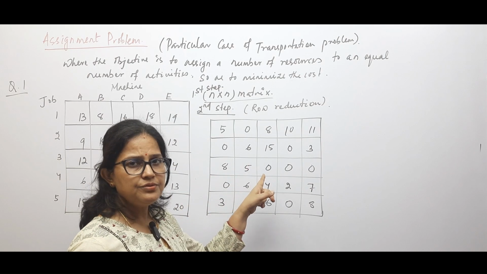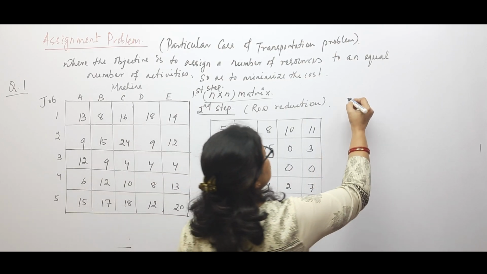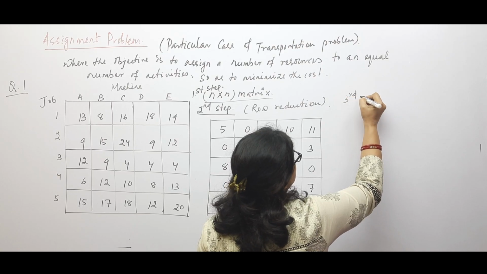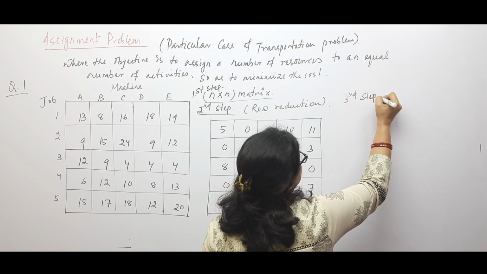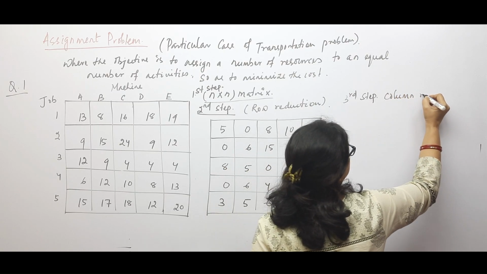This is our row reduced matrix. We have done the row reduction. Then the next step, the third step, is column reduction.